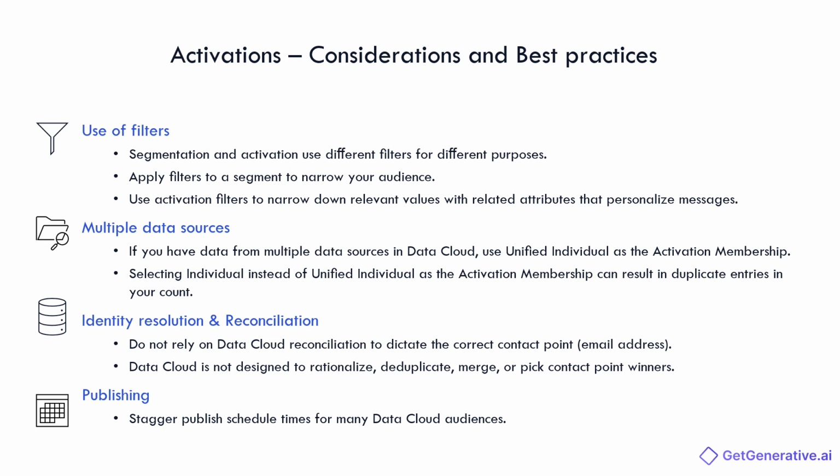Apply filters to a segment to narrow down the audience. Use activation filters to narrow down relevant values within related attributes that personalize your messages, such as when you want to send limited sales orders, limited cases, or any other information that you want to limit and then send across. That can be done using activation filters.